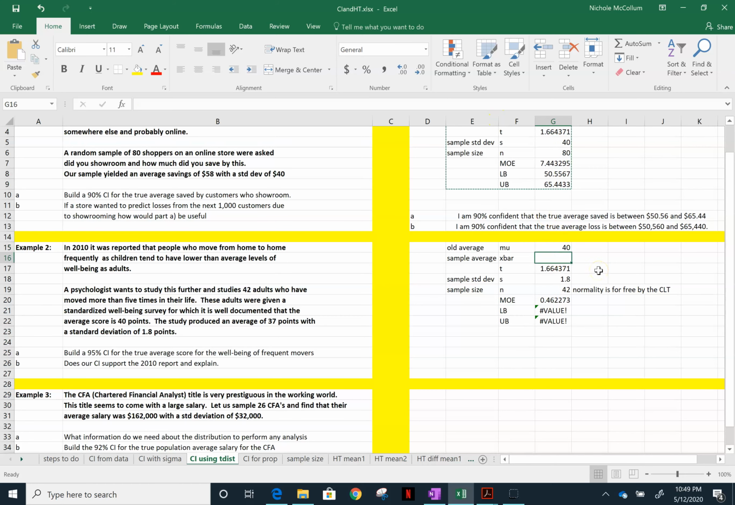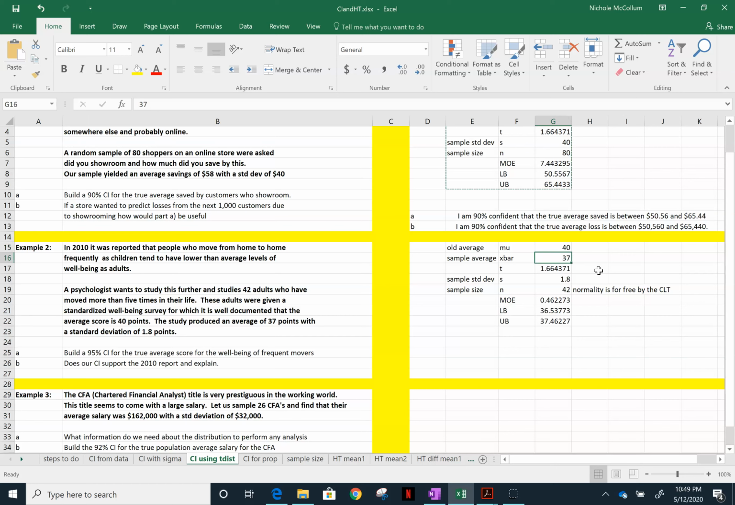We're looking at a person with a very specific background. A person who has moved more than 5 times in their life. Their average on the well-being was 37 points. So the question becomes, is 37 points that far away from 40? Well, that's a deeper question.